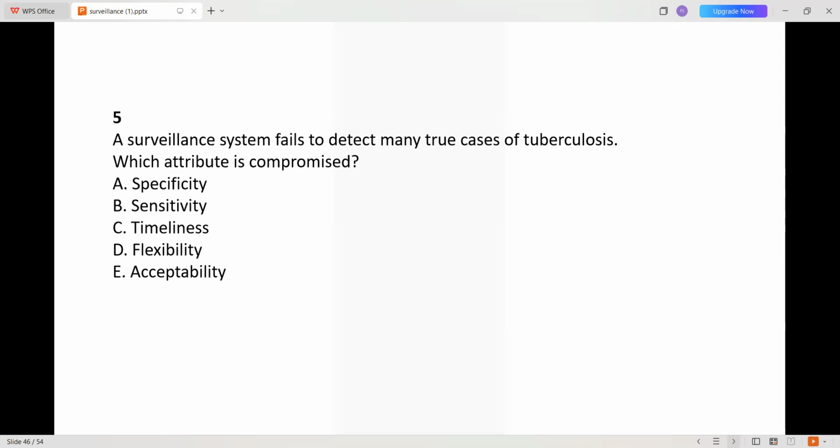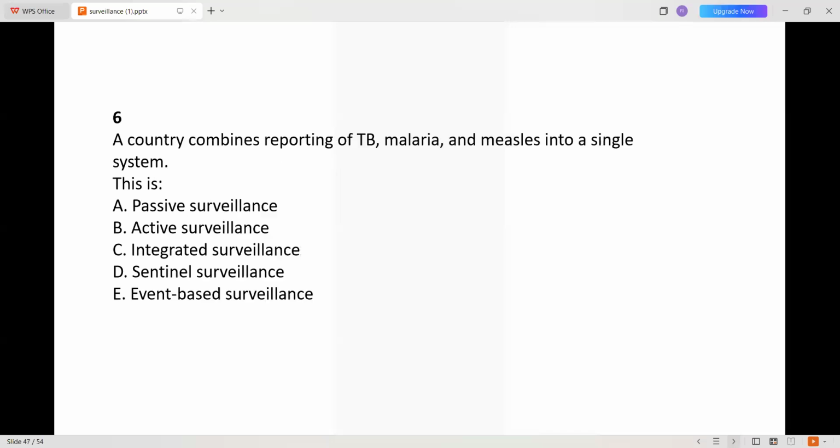MCQ number 5. A surveillance system failed to detect many true cases of tuberculosis. Which attribute is compromised? A. Specificity. B. Sensitivity. C. Timeliness. D. Flexibility. E. Susceptibility. B, sensitivity. Yes, B is the right option.